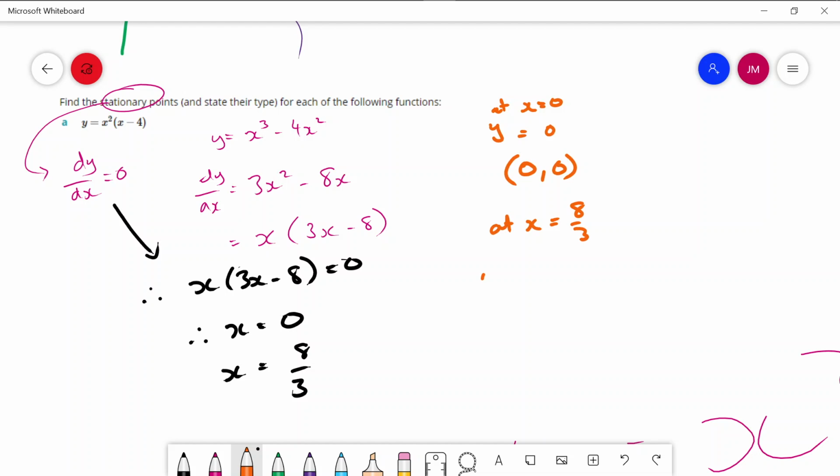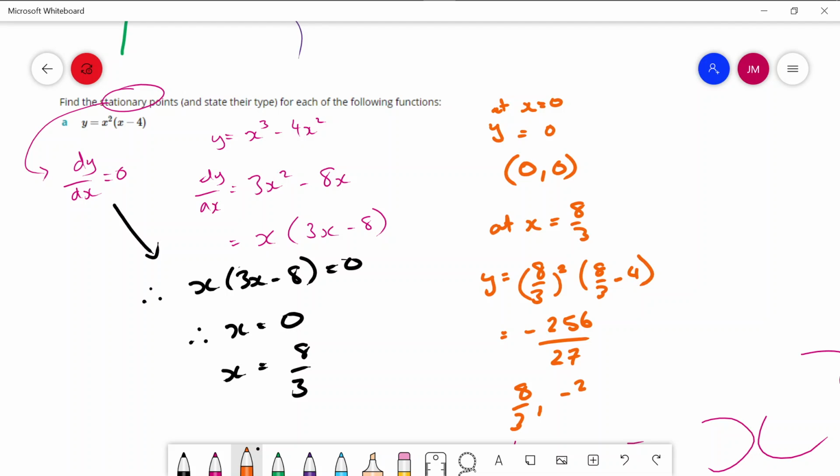This is where it gets a bit messier. We'd have y equals (8/3) all squared times (8/3 minus 4). And we can put that into our calculator, which would give us, oh yuck, negative 256 on 27. So that's your other stationary point.